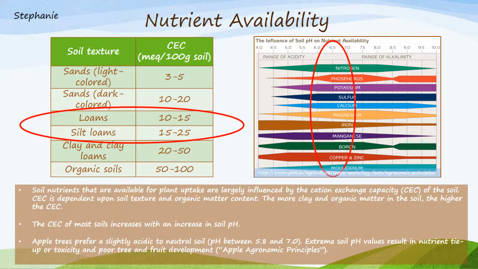The table on the left highlights the cation exchange capacity of soil textures that apple trees do well in. Those are loams and silt loams. And in loams, it's 10 to 15 milliequivalents per 100 grams of soil. In silt loams, 15 to 25. The graph on the right highlights available nutrients within the pH range that apple trees prefer.